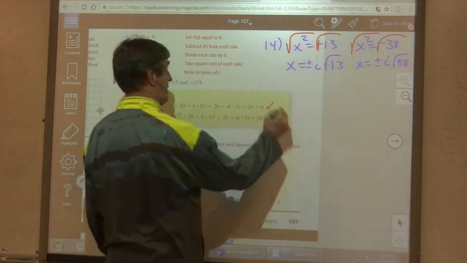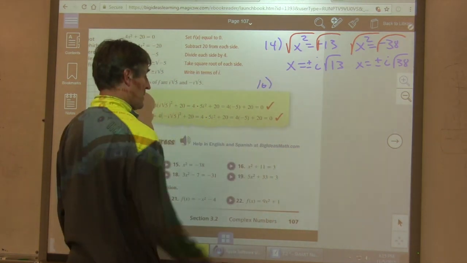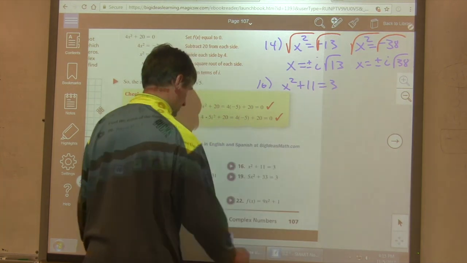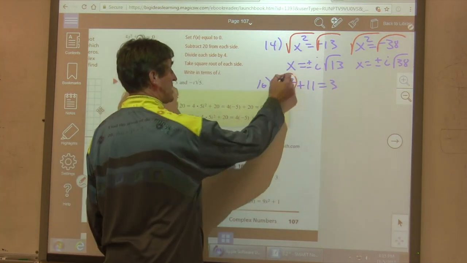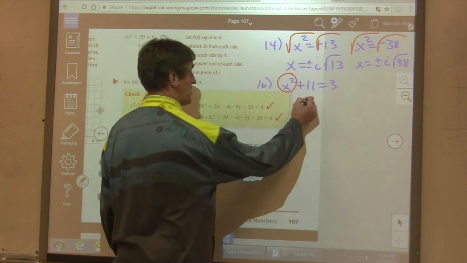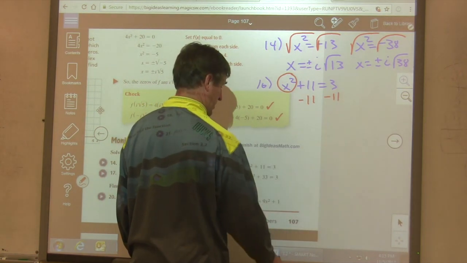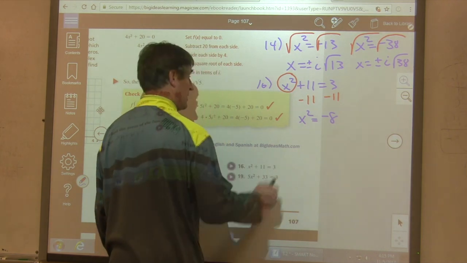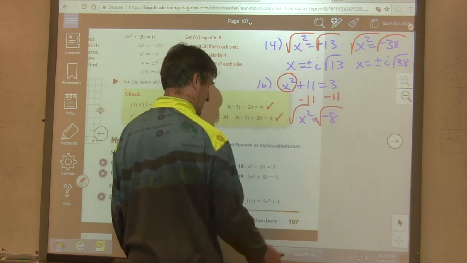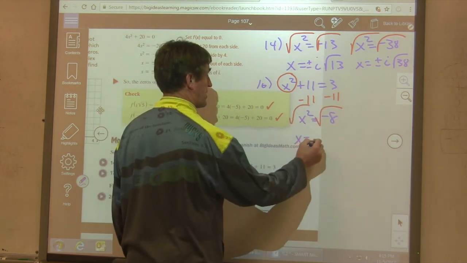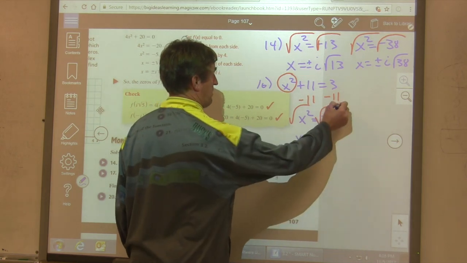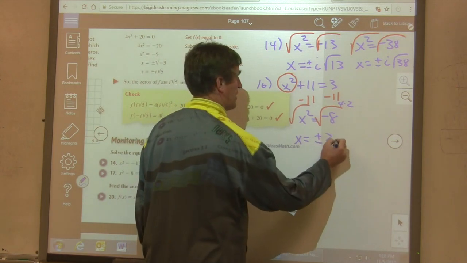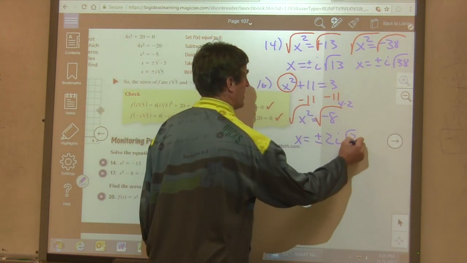If we look at 16, x squared plus 11 equals 3. So again, the part that's squared is this. We have to isolate that, so we're going to subtract 11. We get x squared equals -8. Take the square root of both sides. So x equals plus or minus, 8 can be broken into 4 times 2. The square root of 4 is 2, so we get 2i, and then square root of 2.